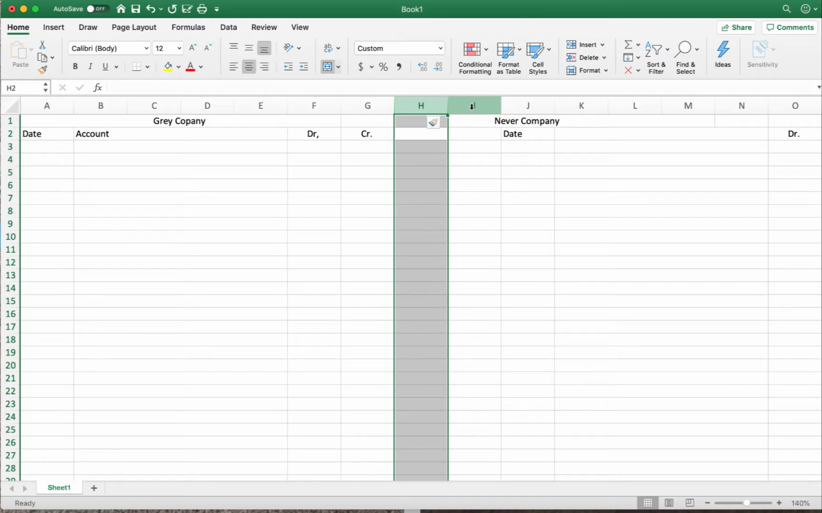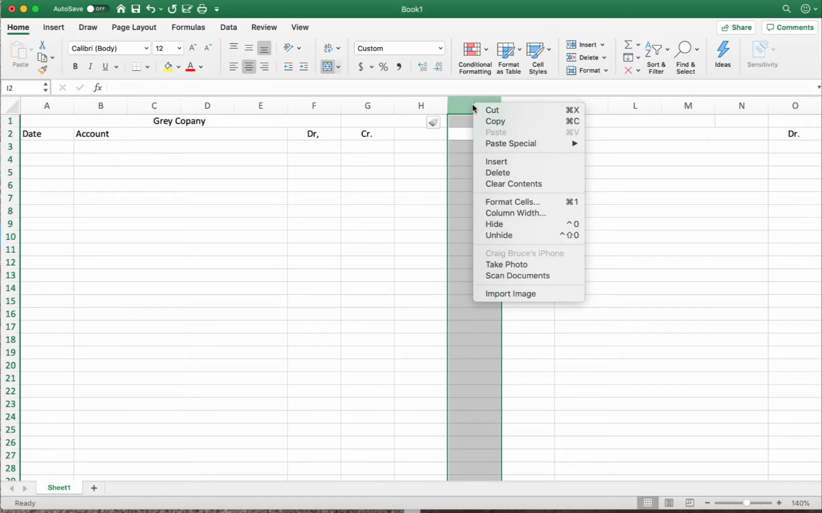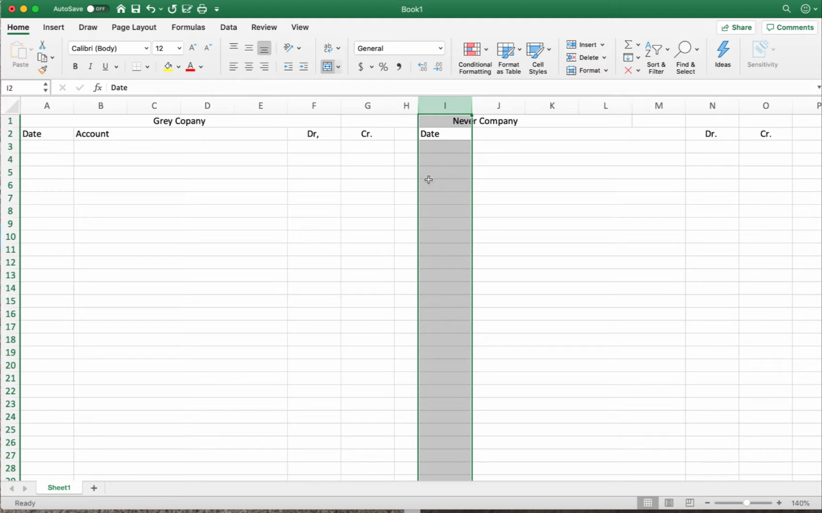I don't need that, I just want one. So I'm going to select column I. I'm going to right click my mouse. I'm going to click delete, and I got rid of that extra column that I had. I'm going to change the width of this to 4.